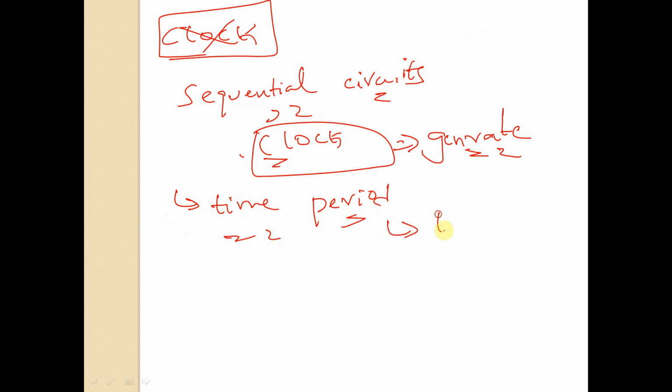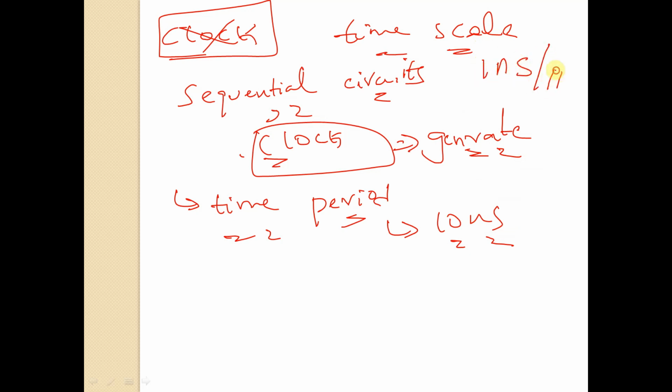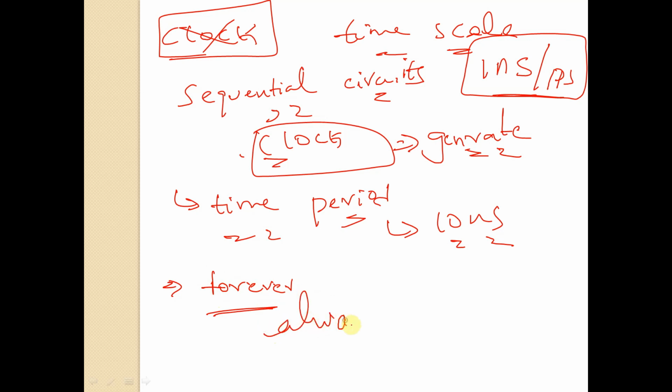Say suppose we want a 10 nanoseconds clock. We haven't discussed the time scale topic yet. Using this time scale, we will set the time scale of the test bench. By default, it will be 1 nanosecond by 1 picosecond. For generation of the clock, we can use forever. Forever we have not yet discussed. We have discussed always. So by using forever or always block, we can generate our clock.